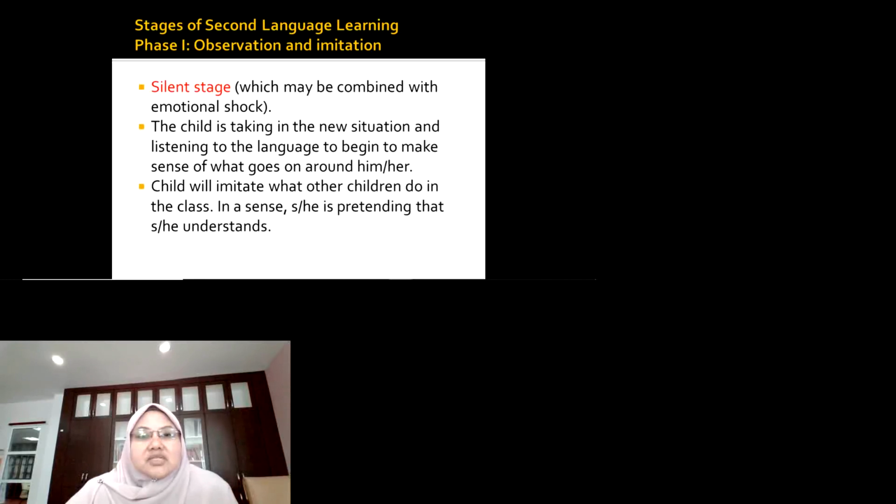So this is the first phase, and we call it observation and imitation. As I mentioned in our previous class, this is also called the silent stage, and sometimes it may be combined with emotional shock. Children have not been exposed to an environment where English is used, for some children who have not been listening to any spoken English at home. So what happens to the child?